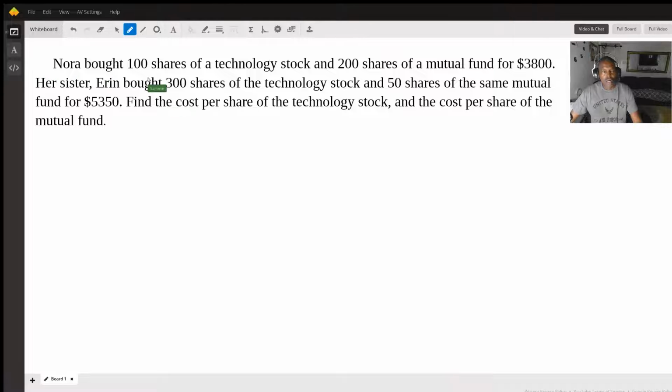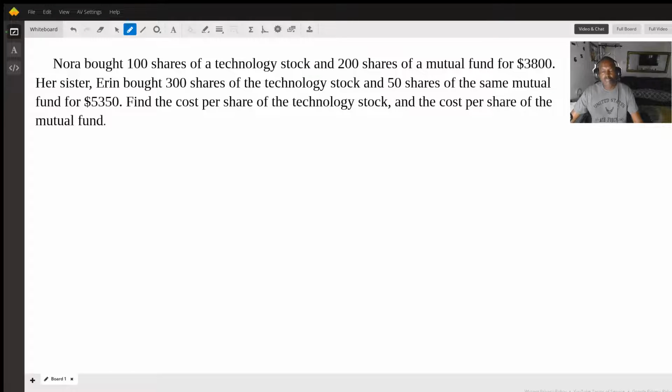Nora bought 100 shares of a technology stock and 200 shares of a mutual fund for $3,800. Her sister Erin bought 300 shares of a technology stock and 50 shares of the same mutual fund for $5,350. Find the cost per share of the technology stock and the cost per share of the mutual fund.